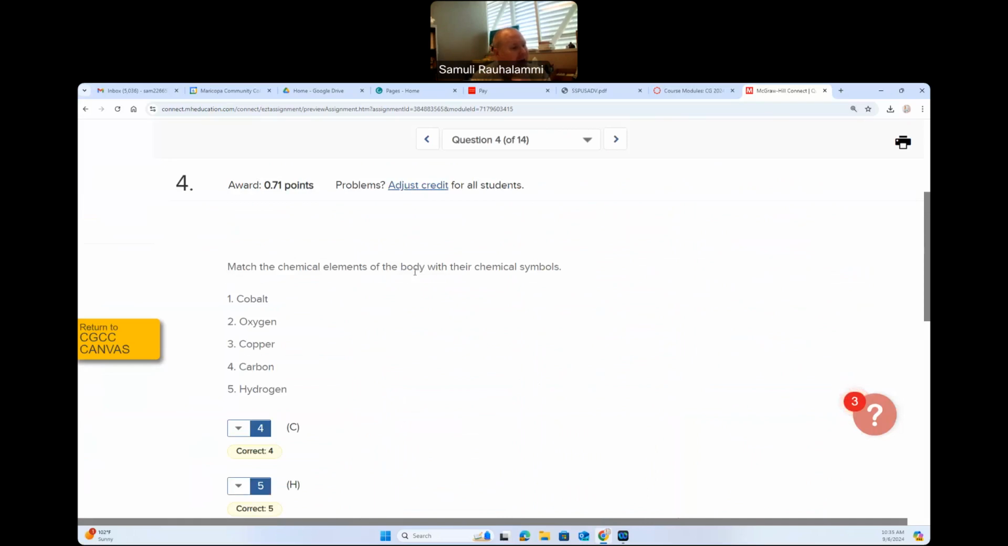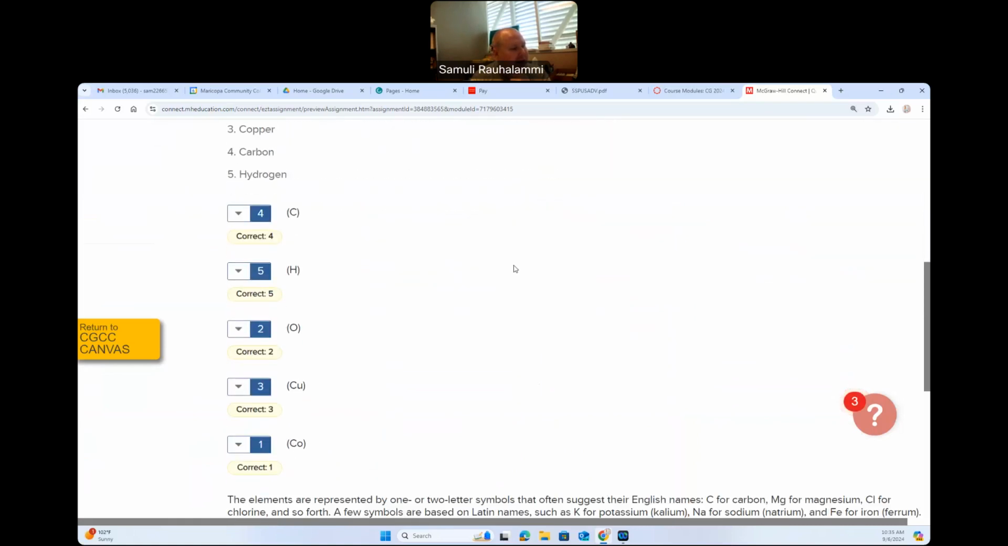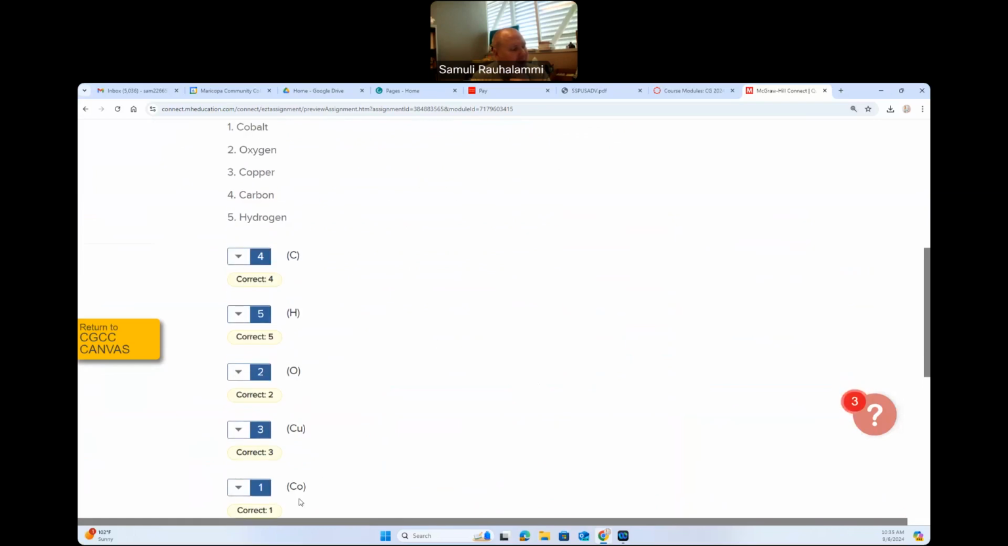Continuing forward, the next question asks us to match the chemical elements with their symbols. And let's start from number 1. We see that cobalt is often shorthand written Co, with the C being capital, o being lowercase. A common symbol for oxygen is going to be O, capital O. For copper, we see Cu, capital C, lowercase u. For carbon, it's going to be C. You'll be seeing a lot of that. And for hydrogen, it's going to be H.